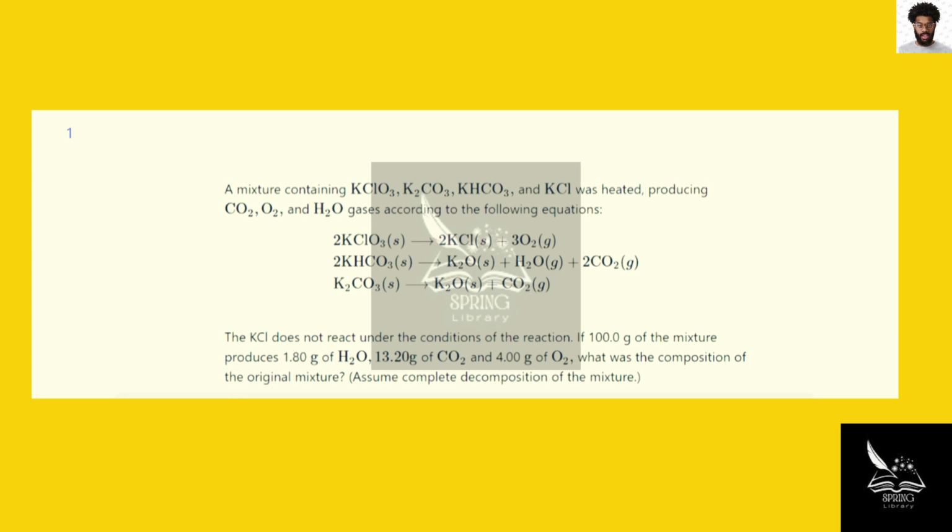So in this problem, we are given a mixture which contains KClO3, K2CO3, KHCO3, and KCl, and which, when heated, produce CO2, O2 and H2O according to these following equations. And the KCl does not react under the condition of this reaction. You're asked, if we are provided with 100 gram of the mixture, and if they produce 1.8 gram H2O, 13.2 grams CO2, and 4 gram O2, we have to find out the composition of the original mixture.